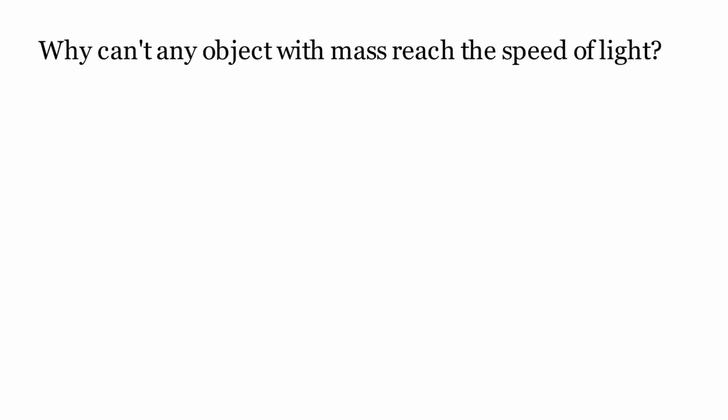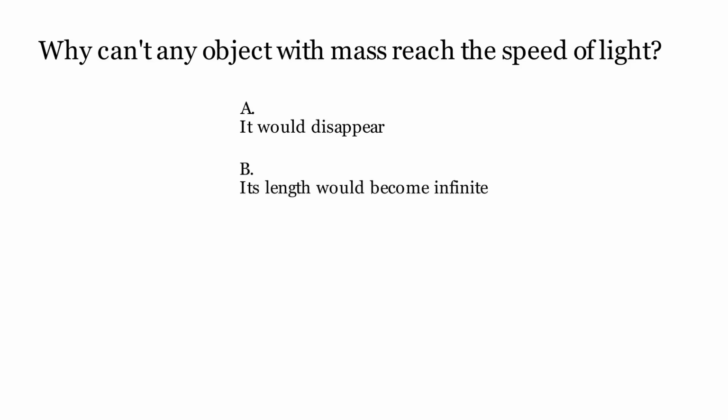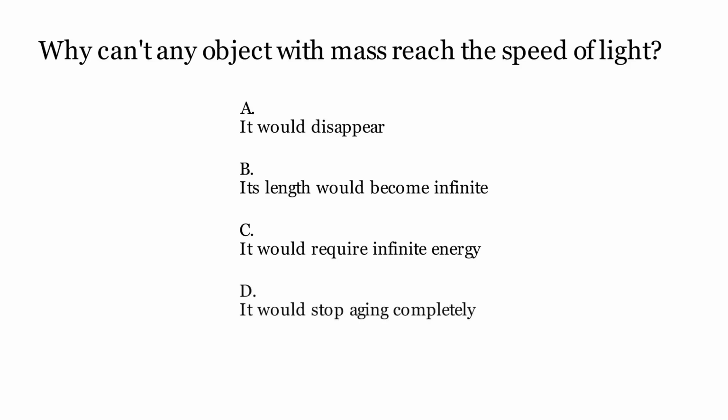Why can't any object with mass reach the speed of light? Letter A. It would disappear. Letter B. Its length would become infinite. Letter C. It would require infinite energy. Letter D. It would stop aging completely.